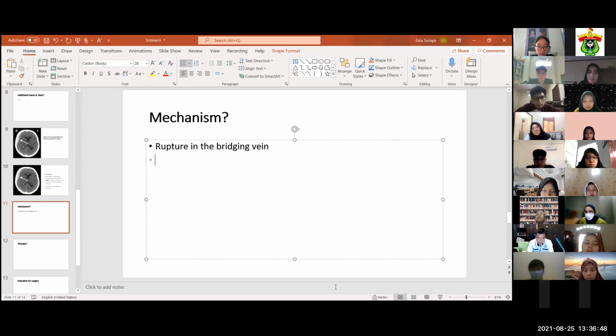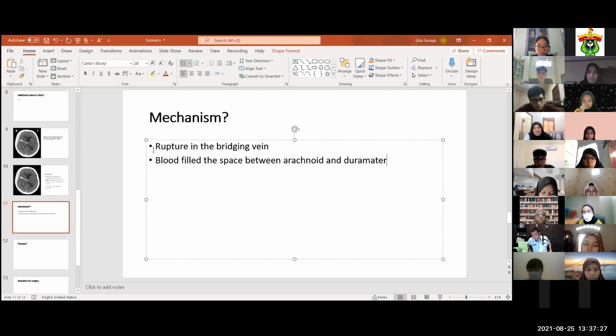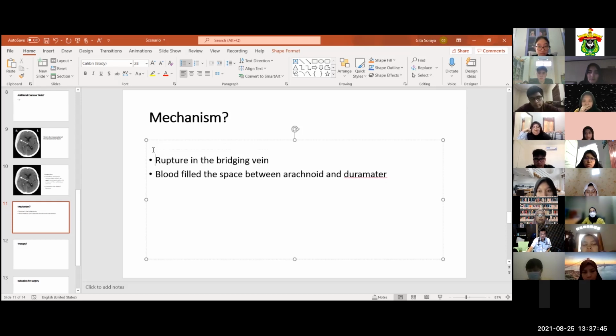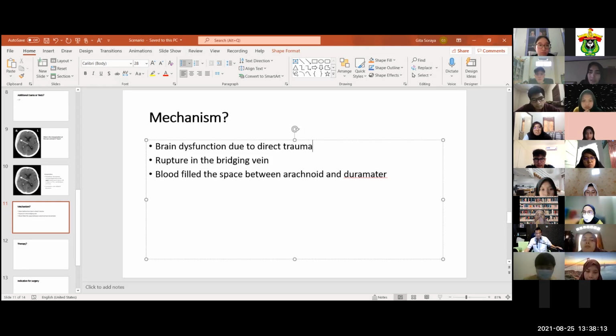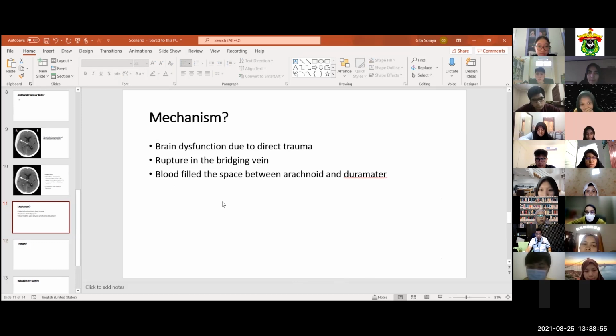Maybe because of the rupture, the blood fill the space between dura mater and arachnoid mater. Okay. Good. Anyone else have anything to add? But perhaps maybe add on why do you think he had a period of unconsciousness in the first 15 minutes of his fall? Yep. Of the brain dysfunction due to direct trauma. Okay, so you have brain dysfunction due to direct trauma. Okay, anyone else have anything to add? Or maybe Dr. Endi, we also have Dr. Endi here with us. Yeah, Dr. Gita. Anything else to add, Doc, for the mechanism?